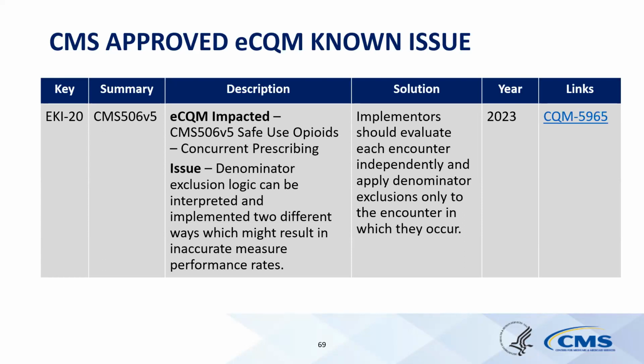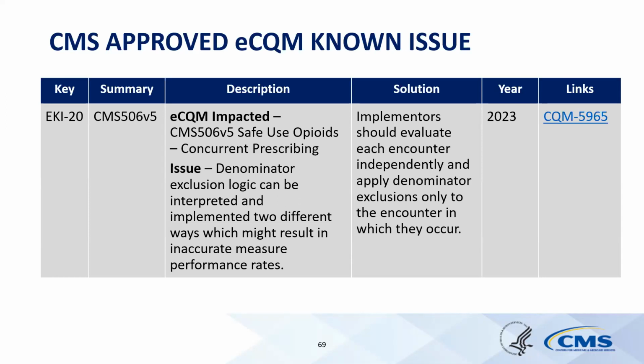As indicated previously, since the denominator exclusion logic refers to the initial population multiple times and the exclusion logic does not explicitly state the denominator exclusion, only implies the encounter in which it occurs, some implementers have interpreted this as meaning an exclusion applies to all encounters a patient has in the reporting period. So again, implementers should evaluate each encounter independently for denominator exclusions. The solution for this known issue indicates that implementers, again, should evaluate each encounter independently and apply denominator exclusions only to the encounter in which they occur.